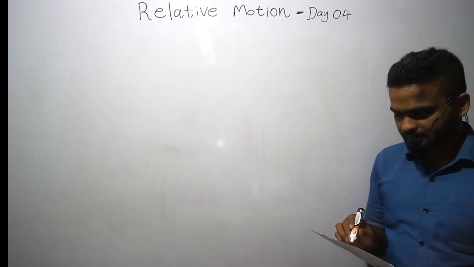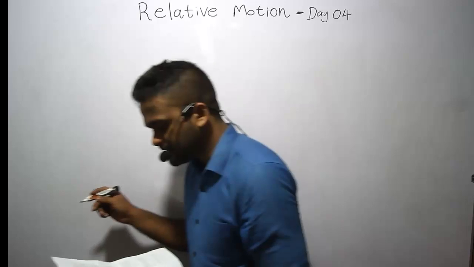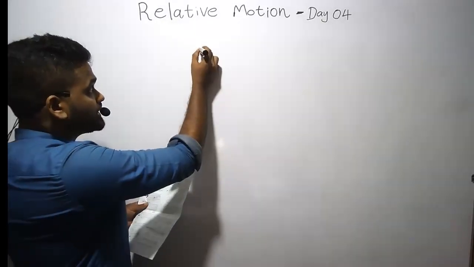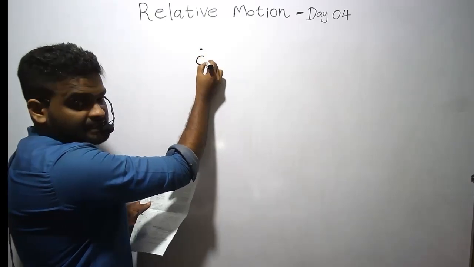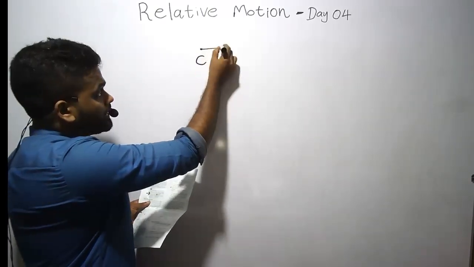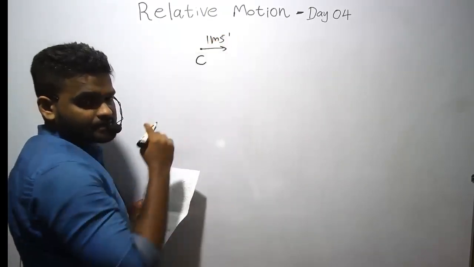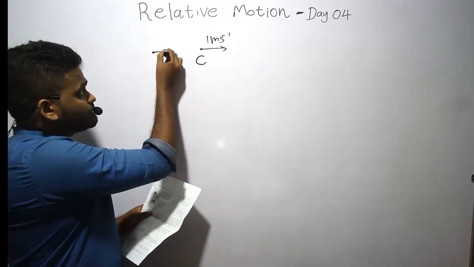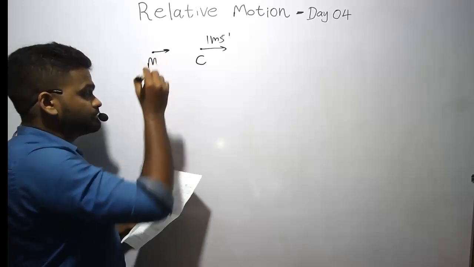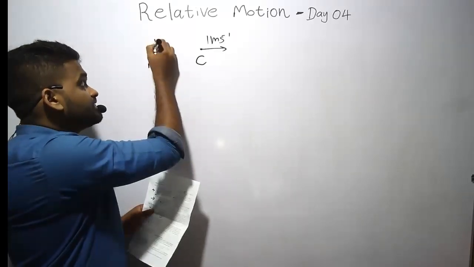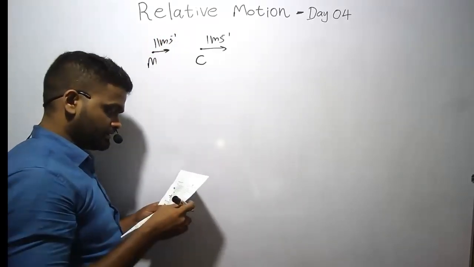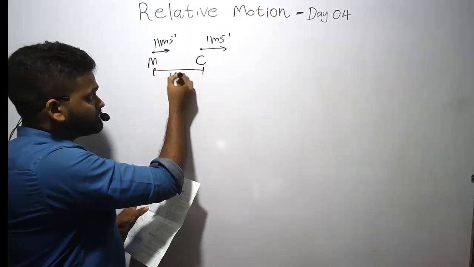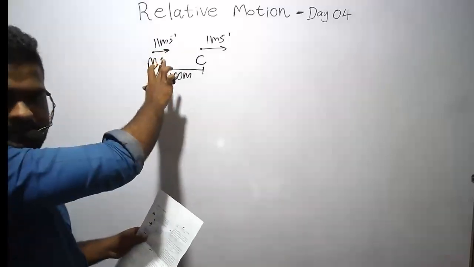Right, let's see. A cycle traveling at 1 meter per second ahead of a motorcycle. I'll say cycle, capital C, and it is moving at 1 meter per second. Then behind that, there's a motorcycle, capital M, moving at 11 meters per second. At this instant, their gap is 100 meters.